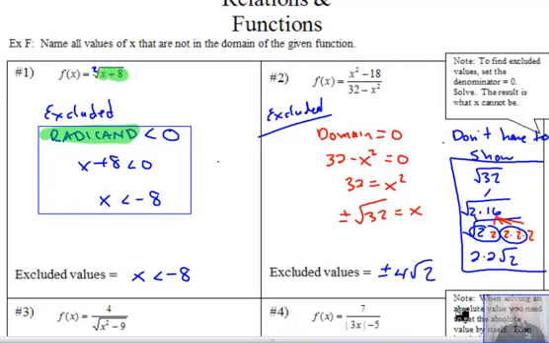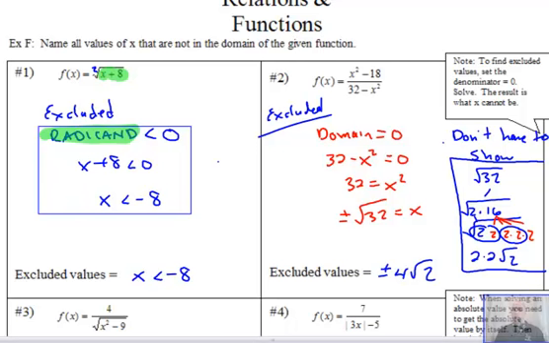2 times 2 is 4. You can always check this to see if you simplified your radical right. Take the number on the outside, do the opposite of the square root. So 4 squared is 16. Multiply it by the 2 on the inside, you get 32. Same thing as I started with. So excluded values for this is plus or minus 4 square roots of 2.